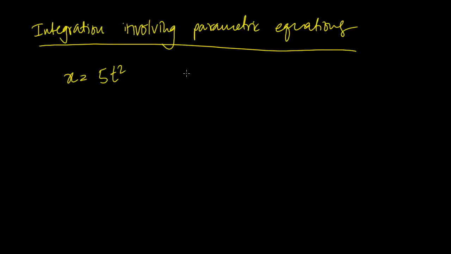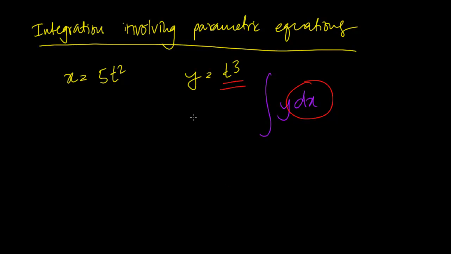5t squared and y is equal to, say, t cubed. And what you're going to be asked to do is integrate y dx. Now, the first question you're supposed to be asking yourself is, where am I supposed to get the dx? Because we only got t's here, and we don't have a Cartesian equation.